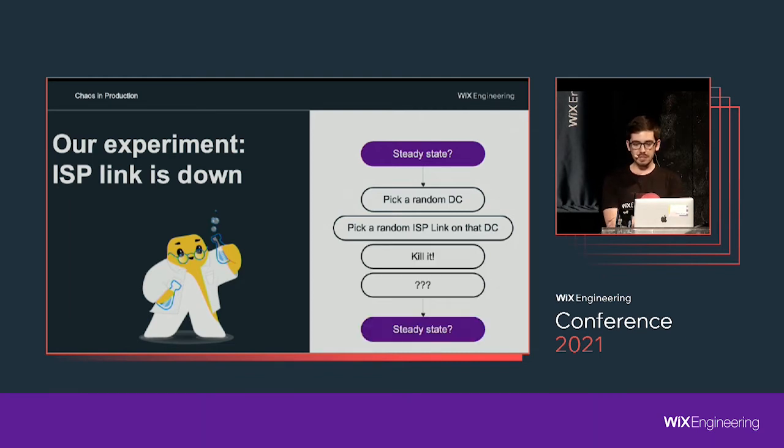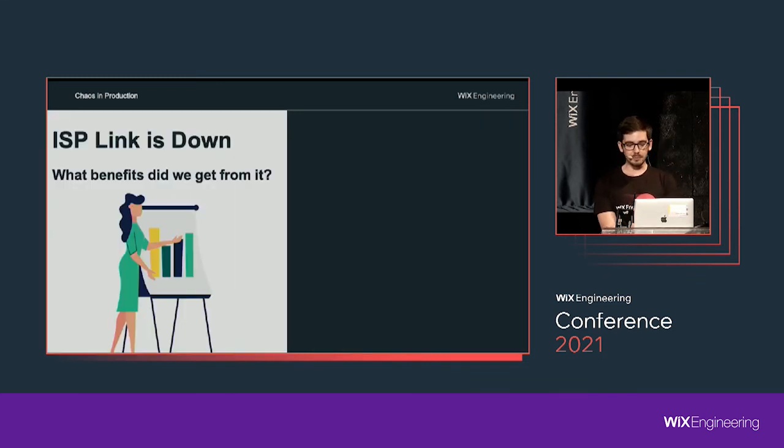Then we wait a few minutes, and then our steady state checks that it didn't have any impact on the users, and that the total gigabytes inbound and outbound metric didn't decrease much. And then in the rollback, we bring this ISP back up.